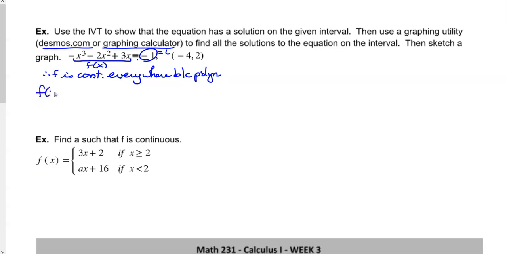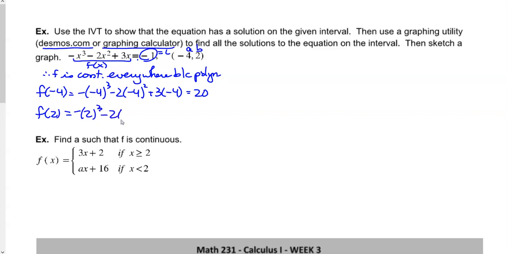Now, I need to determine what is f of -4 and what is f of 2, because these are A and B. So, plugging that into my function, that means that I got to do opposite of -4 cubed minus 2 times -4 squared plus 3 times -4. And I will tell you that if you do that, you will get the value of 20. Again, it's just evaluating functions. Again, putting 2 in for every x that I have in my function. If you multiply all that out, add or subtract, I will tell you that this is -10.